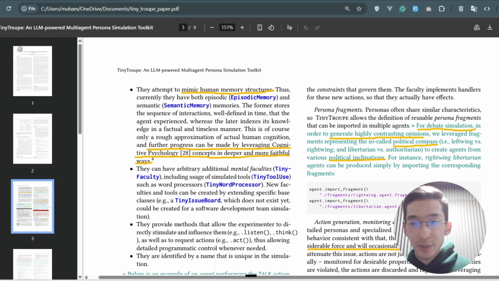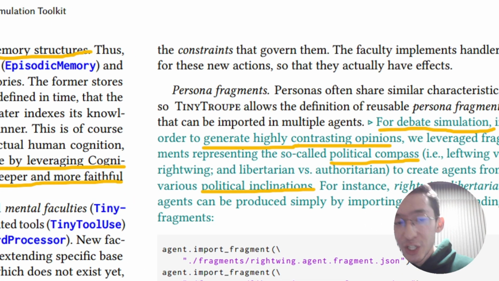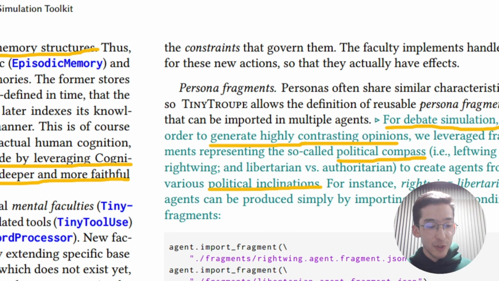And here, as you can see, for debate simulation, in order to generate highly contrasting opinions, they used the so-called political compass to create agents from various political inclinations. You see, the agents can be right-wing or liberal, and they can give different opinions on the advertisement, for example.